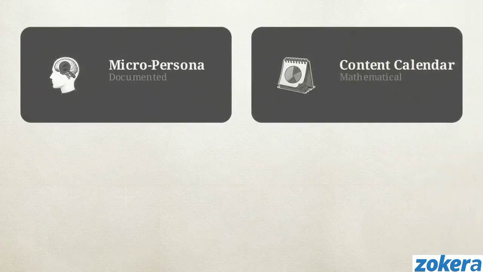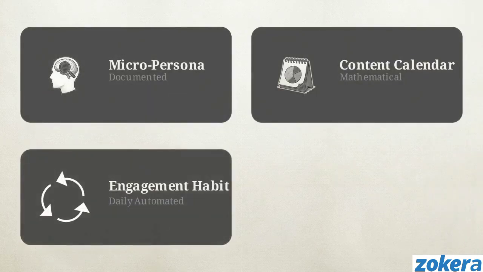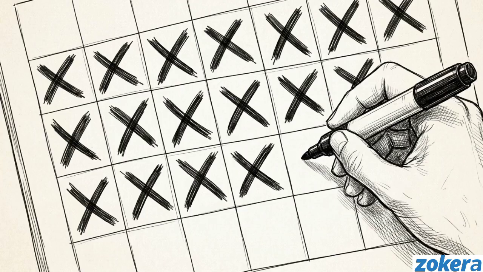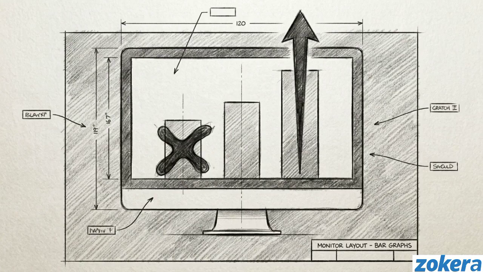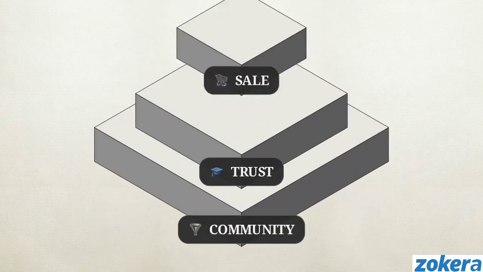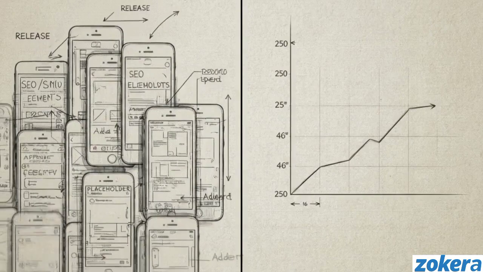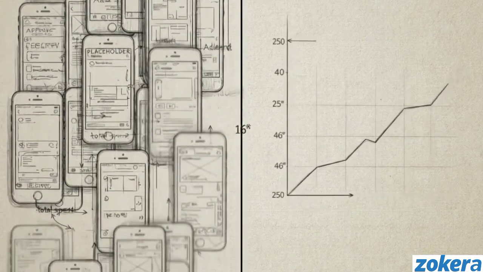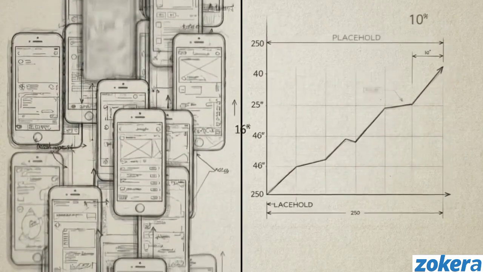The complete blueprint gives you a documented micro-persona, a mathematical content calendar, a daily automated engagement habit, and a secure funnel protected from algorithm changes. The challenge now is to execute this exact protocol consistently for the next 30 days. Review your analytics at the end of the month, drop the formats that fail, and double down on the ones that work. Every decision should follow the same sequence we've built here. Community and trust must be established before you ever ask for a sale. By prioritizing trust over raw reach, you transition from chasing fleeting attention to managing a predictable business operating independently of any single platform.